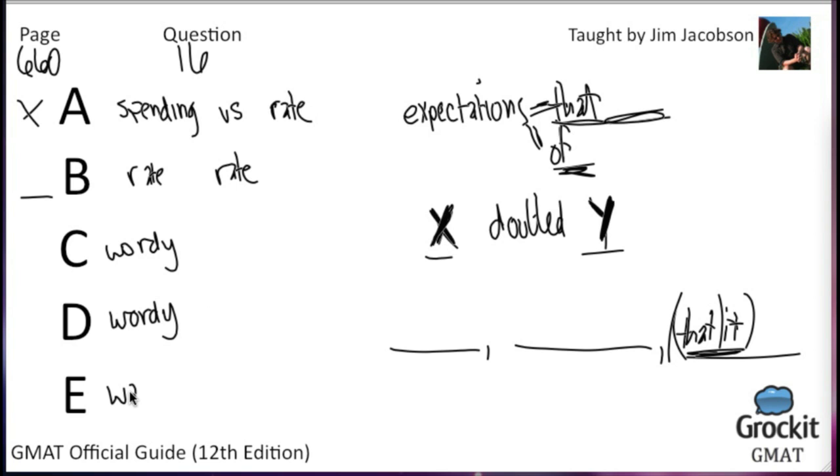Wow, that's got more words than C and D combined. So wordy, exclamation point, frowny face. So choices C, D, and E all introduce extra words and potentially endanger the comparison for sure. Choice B, where you were comparing the rates to the rates, does not introduce extra words.